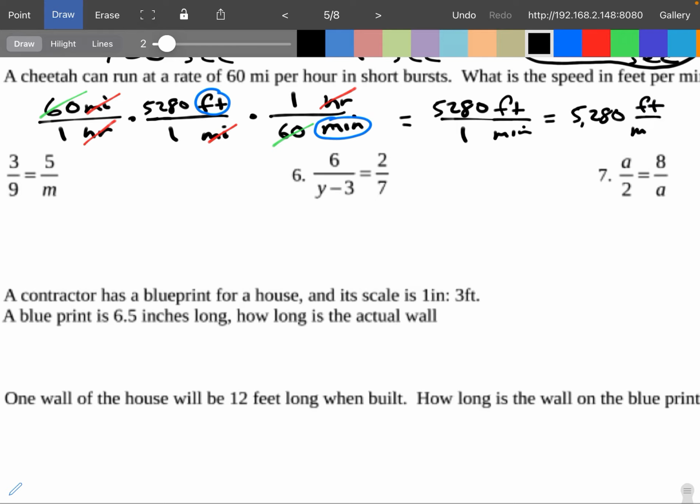So again, you could write it like this then. It's 5,280 feet per minute.